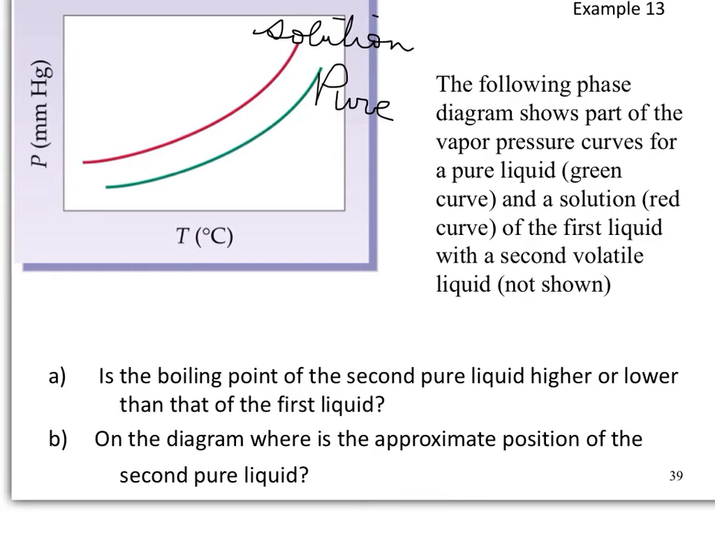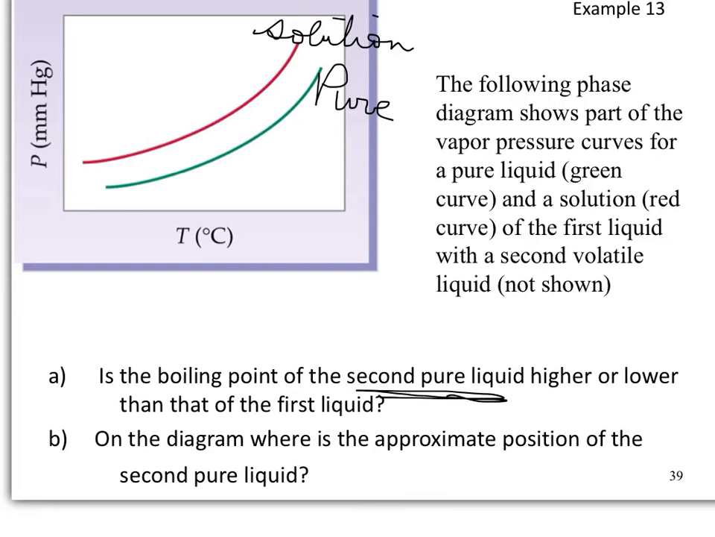Okay, so what you're given is two curves. One, which is green, is for a pure liquid, and the red curve is the solution of the first liquid with the second volatile liquid. So the second volatile liquid we haven't actually shown. The question is, is the boiling point of the second pure liquid, the one that we have not shown, higher or lower than that of the first liquid?